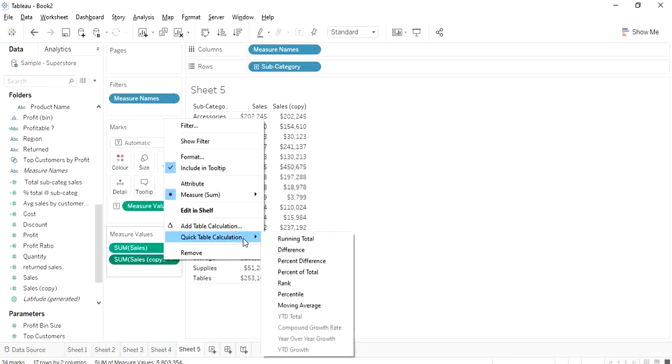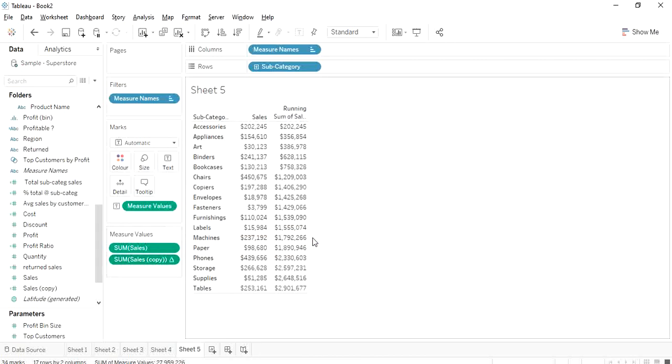This is called quick table calculations. And I think most of you, or all of you, have already exercised and experienced this: running total during the Pareto chart, percentage of total during the pie chart. A couple of items you have already experienced, and how easy it is to get these numbers. So for example, if I say running total, you see what happened.